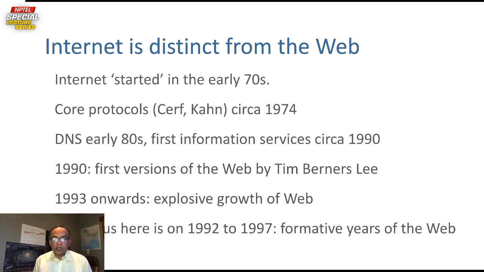Before I get started, we have to remember that the internet is distinct from the web. The internet, in some form, started in the early 70s. The core protocols were done by Vint Cerf and Bob Kahn around 1974, TCP, IP, and all of that. Something like host names and DNS were not in the original design of the internet. They came a little bit later in the early 80s. The first set of information services, WAIS and so on, started evolving around then. It was 1990, almost two decades after the first implementations of the internet, that Tim Berners-Lee came up with the idea of a web.